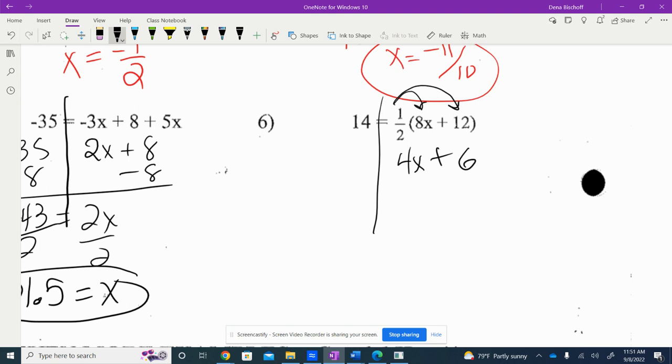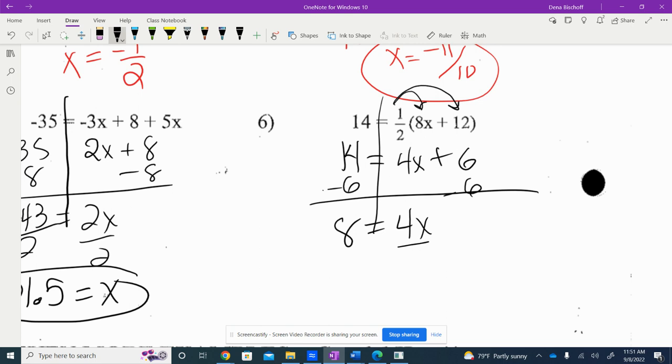Of means multiply, right? So just say it out loud to yourself, like half of something. That's you're multiplying. So now we've distributed that. Subtract 6 from both sides. 8 equals 4x. Divide both sides by 4. So x equals 2.